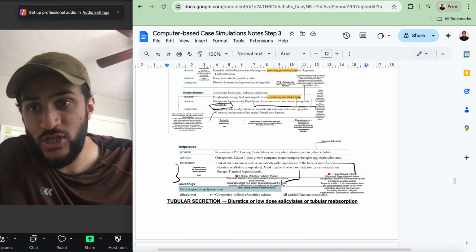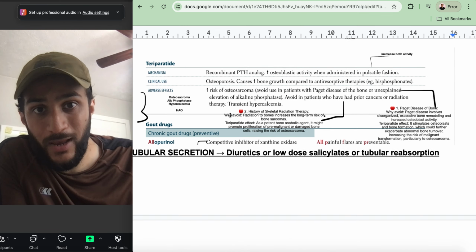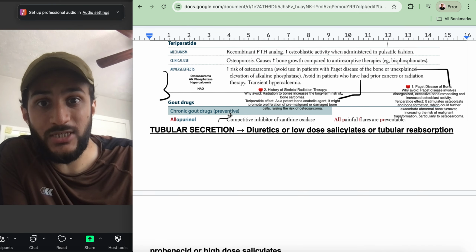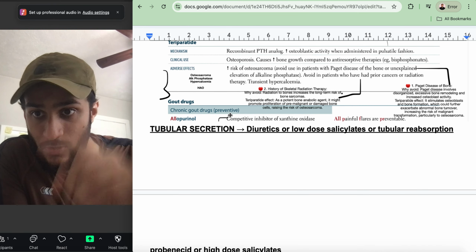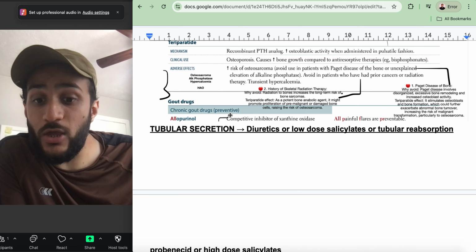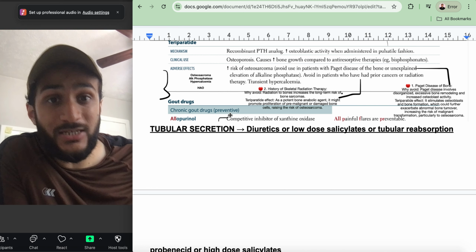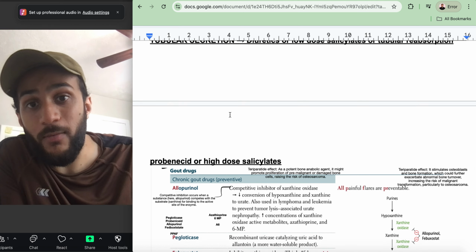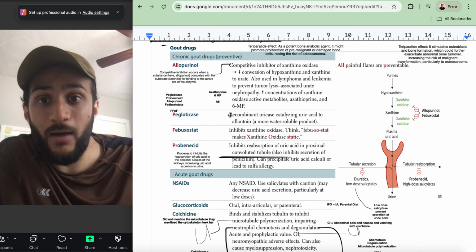Teriparatide is basically PTH. When we get more PTH, you're going to get more osteoblast activity, so very good for osteoporosis. It can cause many side effects, like osteosarcoma, because you're getting more osteoblast activity. It can cause cancer. It's not used with radiation or Paget's disease, because again, you're going to get a greater amount of this. Then we can come over here to gout drugs.